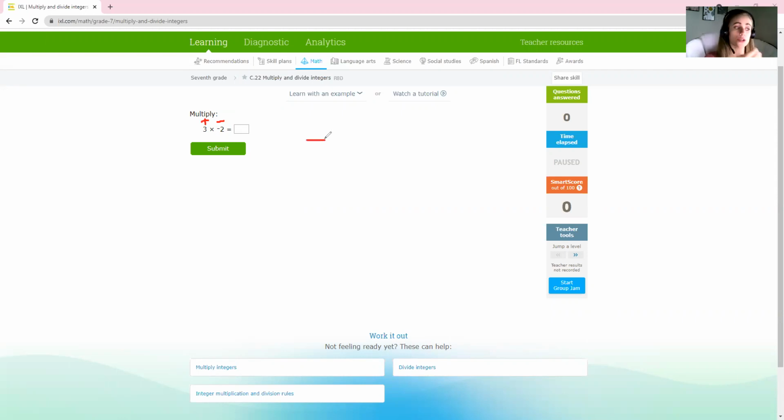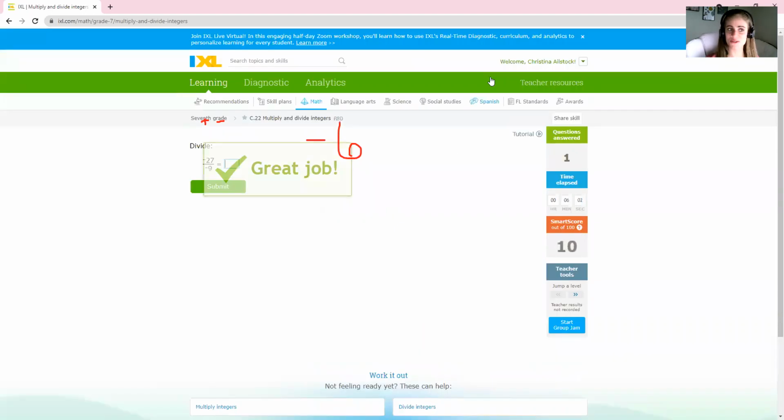Once you know that, you can just look at the absolute value. So just focus on the number itself, not the sign, and do your multiplication. 3 times 2 is 6. Our answer is negative 6. Make sure that you type that in correctly with the negative, and looky there, we're right.